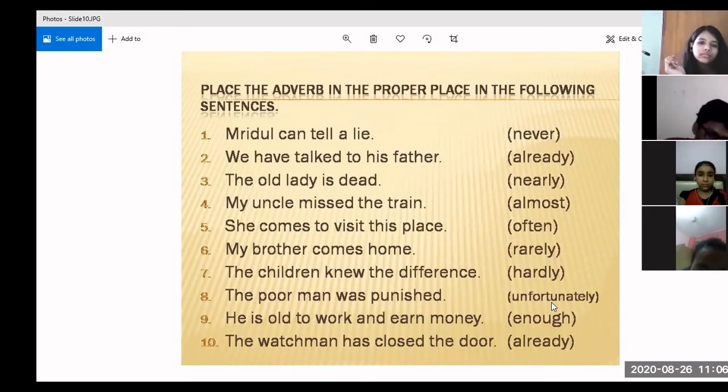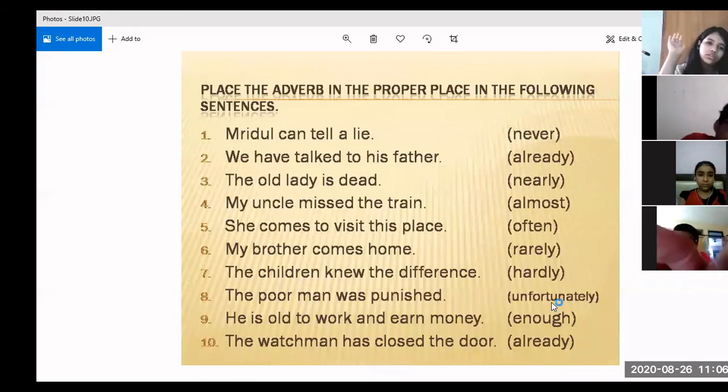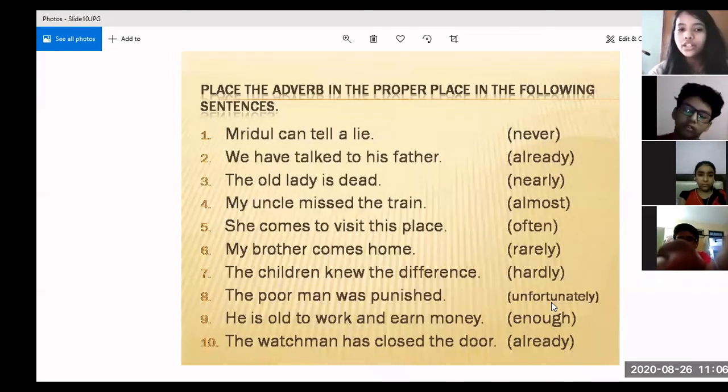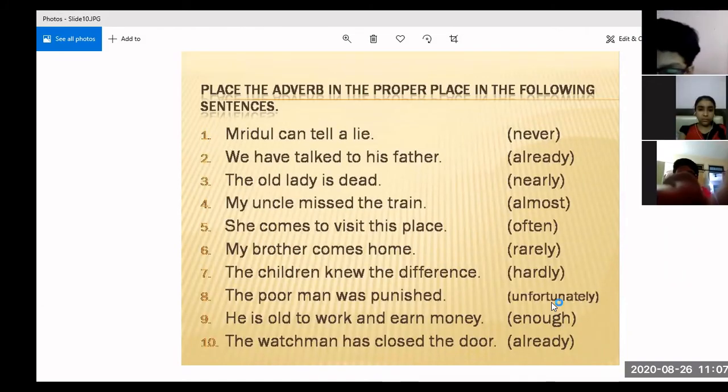Next is, he is old to work and earn money. You have to insert enough. It's very easy. Yes, Siddhi. He is old enough to work and earn money. Yes, correct. He is old enough to work and earn money.